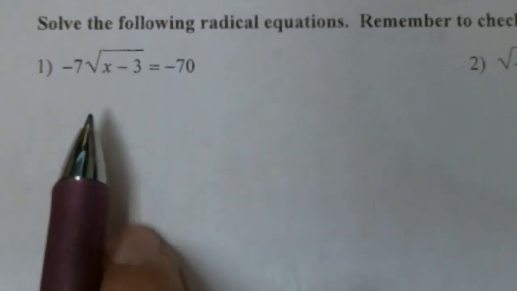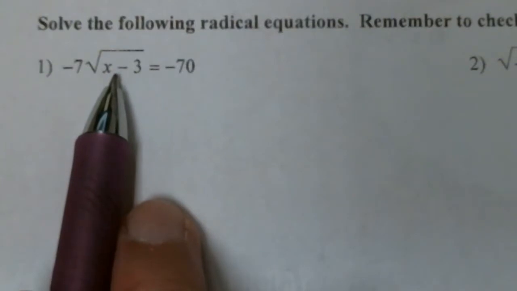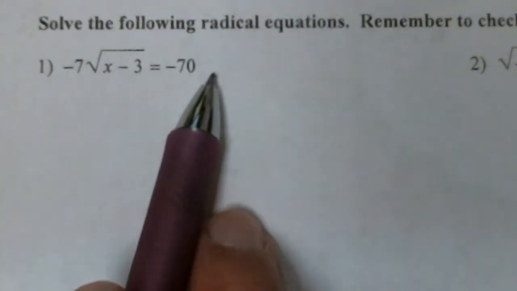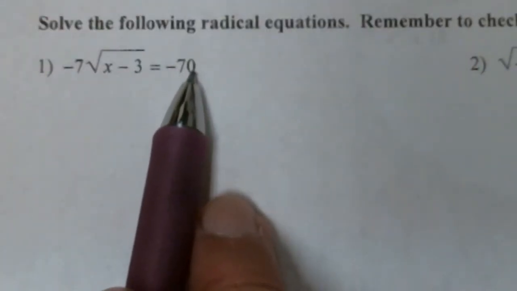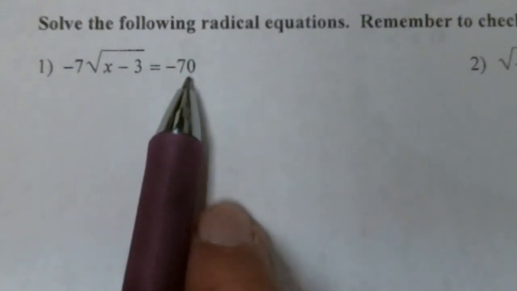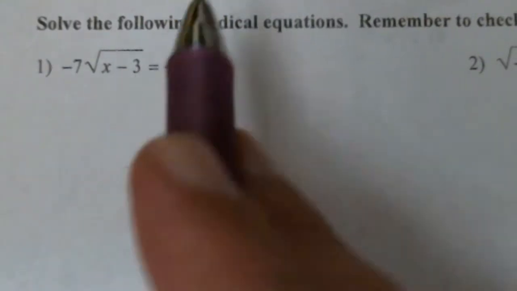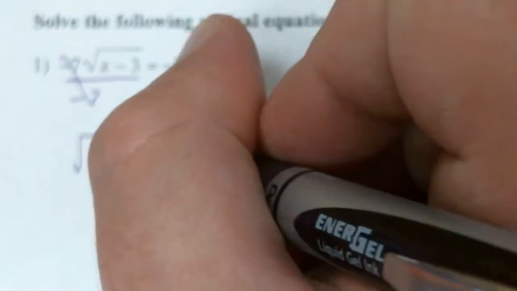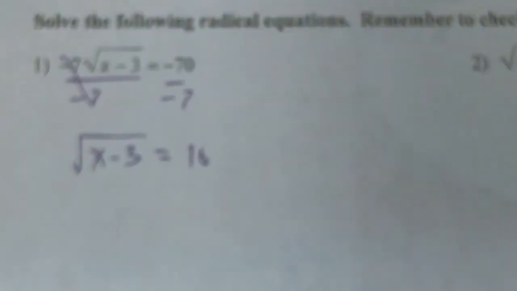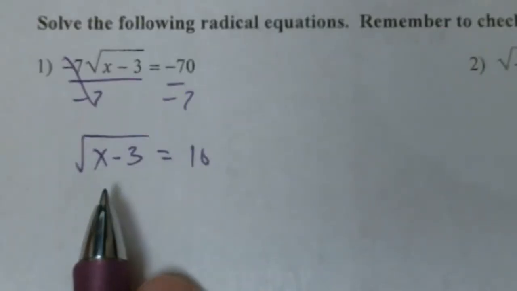So something like this, I don't have the radical isolated yet. I've got to ask myself, can I divide both sides of the equation by the coefficient? Yes, I can. Negative 7 does divide into negative 70. Now, if this were some other number like 18, where 7 doesn't divide into it evenly, then I'll probably just go ahead and square both sides. But since this does divide evenly, let's divide both sides by negative 7. And I will have the square root of x minus 3 equals negative 70 over negative 7, which is 10. And so now I have a radical isolated.